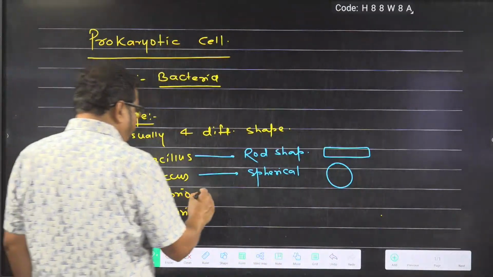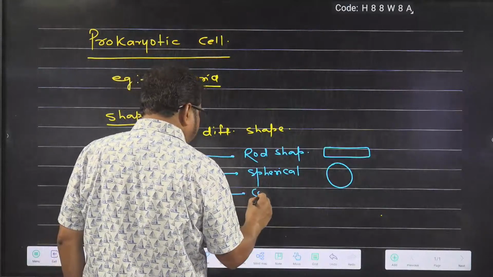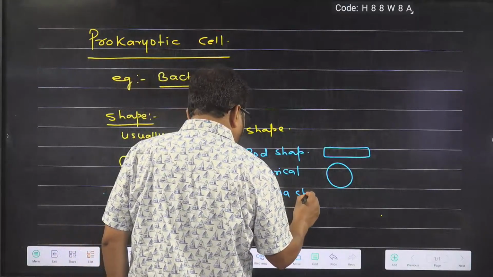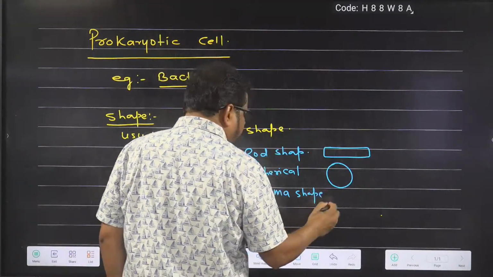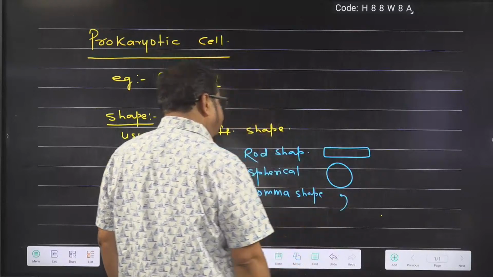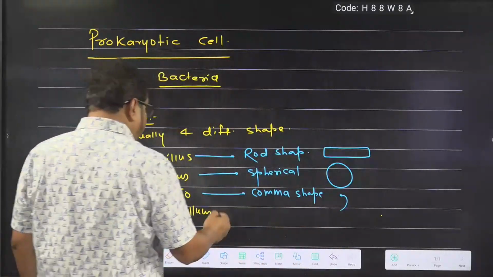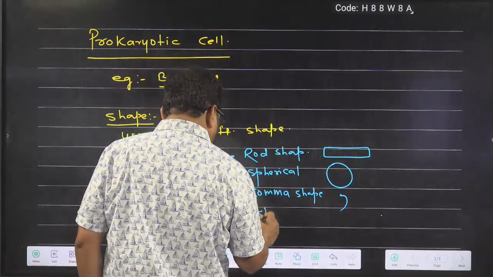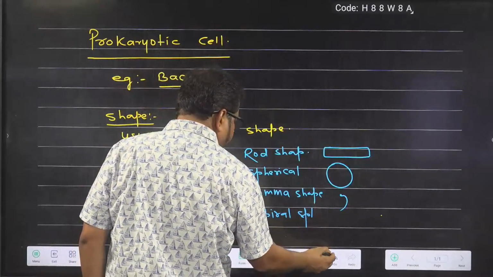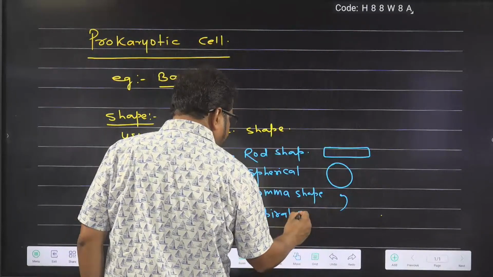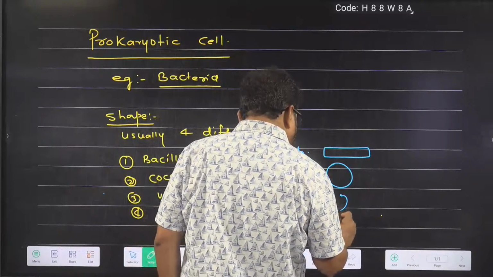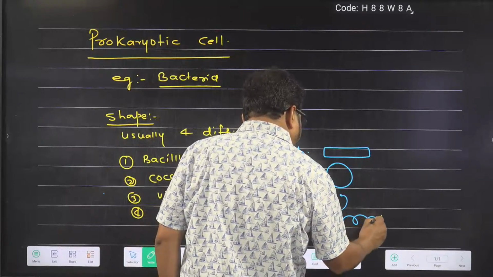Got the idea? If we talk about comma shape, vibrio is what basically? Comma shape. The punctuation sign, comma, it looks like this. I'm making a bigger one. It is comma shape. And a spirillum is a spiral shape. A spiral shape. Got the idea? So if we talk about a spirillum, it looks like this.